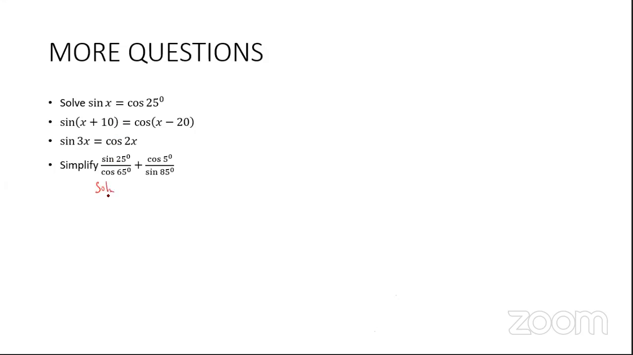solution for the first one, sine x equals cos 25. Since sine is being equated to cos, I've told you they can't just equate sine and cosine except that the two angles add up to give us 90. Just come and say x plus 25 equals 90 degrees. So what will you add to 25 to give you 90? We have done it, that's 65.